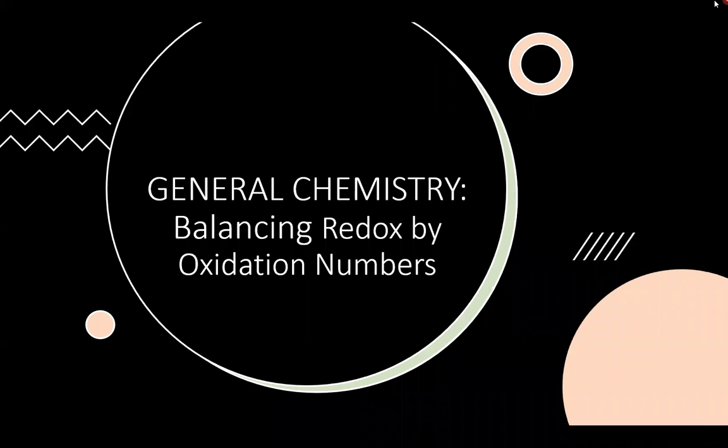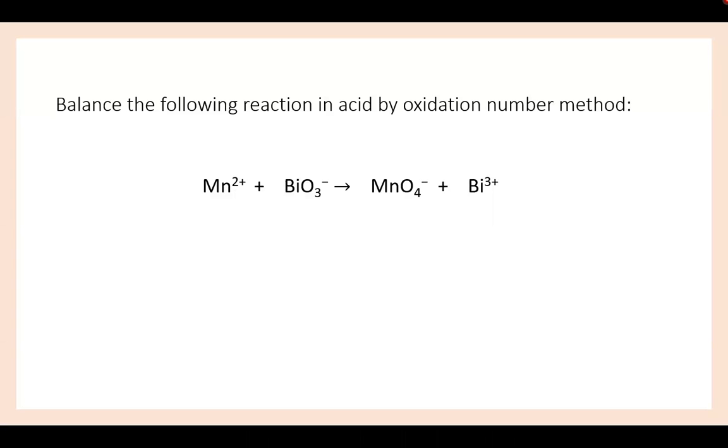Welcome. In this general chemistry tutorial, we'll look at balancing a redox reaction by change in oxidation number. Here we have the following reaction. We want to balance it in acid by the oxidation number method.